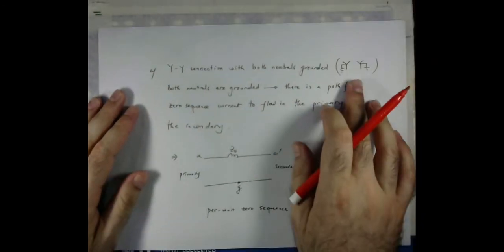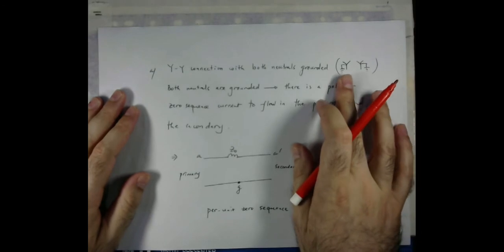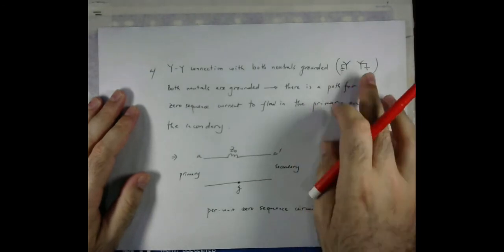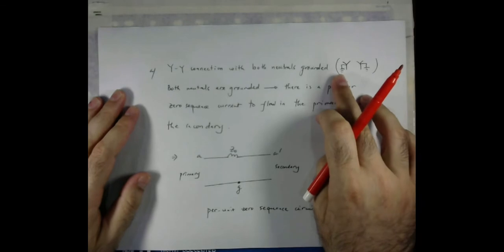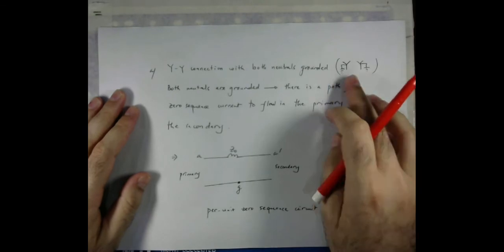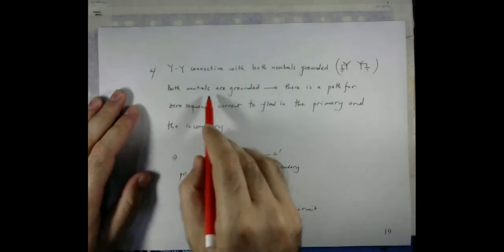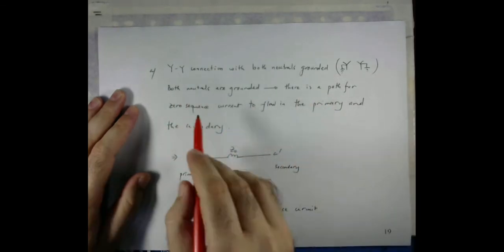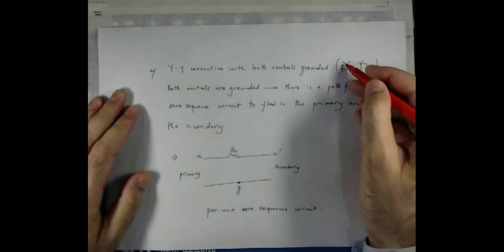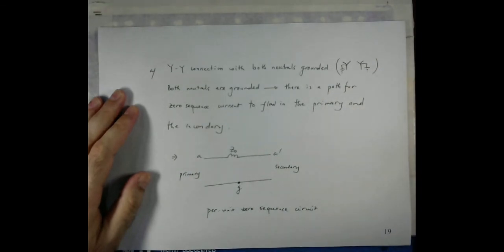First, we are talking about the case where we have a transformer, both sides are primary and both sides have Y, the neutral point, connected to the ground. So Y connection with both neutrals grounded. Both neutrals are grounded. There is a path for the zero sequence current. You know that. If the neutral point is grounded, there will be a path of the zero sequence current to the ground. That we have discussed before.